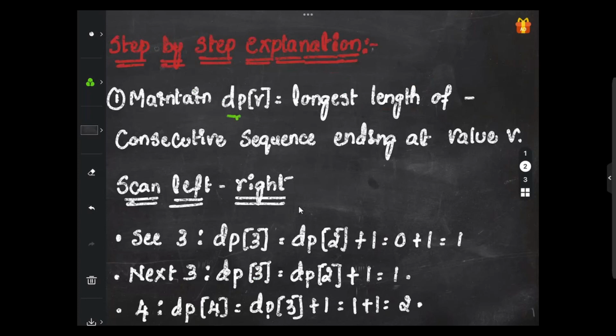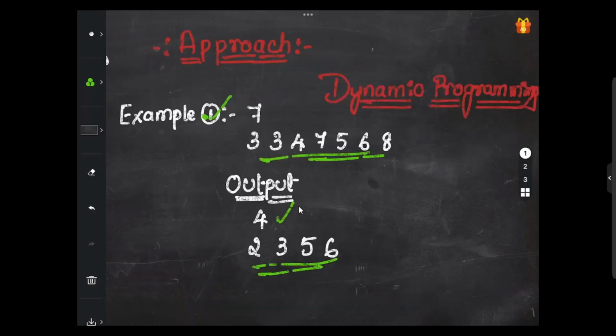We will be maintaining dp of v, nothing but the longest length of the consecutive sequence that is ending at the value v. So dp of v equals the longest length of the consecutive sequence ending at value v. First we got 4 here, the output 4, this one we have to display. After that we have to display the indices, accordingly with the question that I have explained, right?